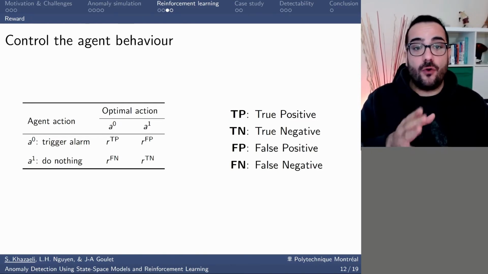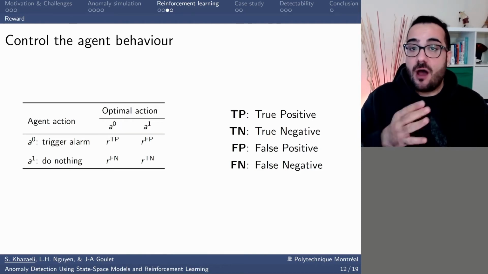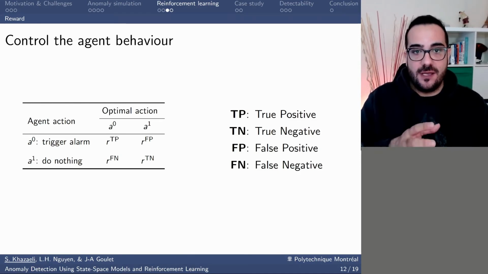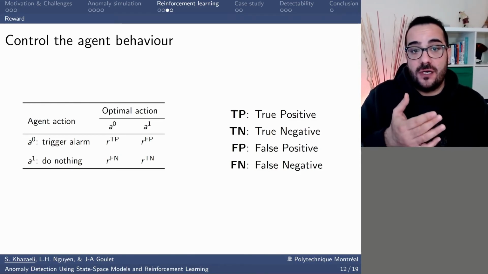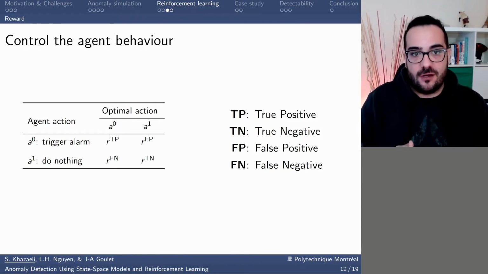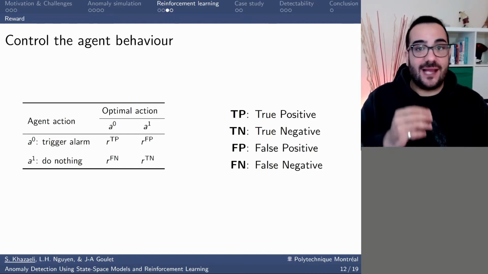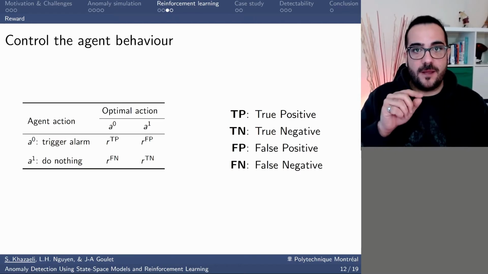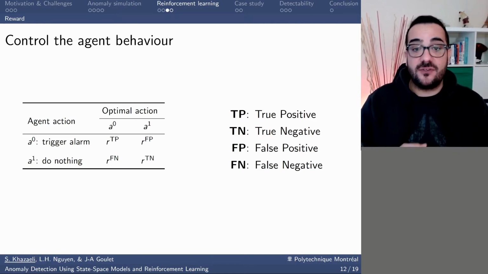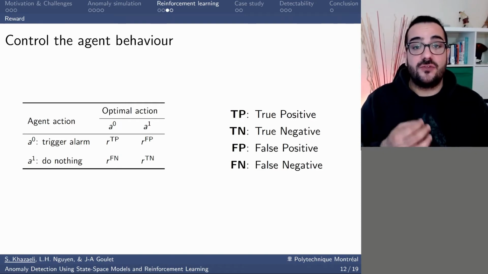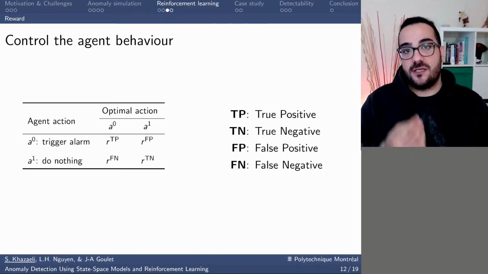The FP, or the false positive, corresponds to the time steps that are outside of the non-stationary regime area, where the agent triggers the alarm when it shouldn't. The true negatives are the situations where the agent correctly takes the action of do nothing, indicated by R, TN. The false negative is the situation when the agent should trigger the alarm, but it doesn't. And finally, the true positive, or the TP, is to correctly trigger the alarm within the non-stationary area.